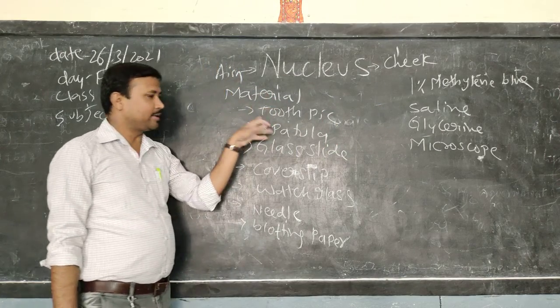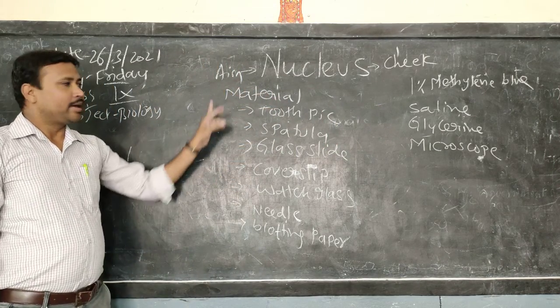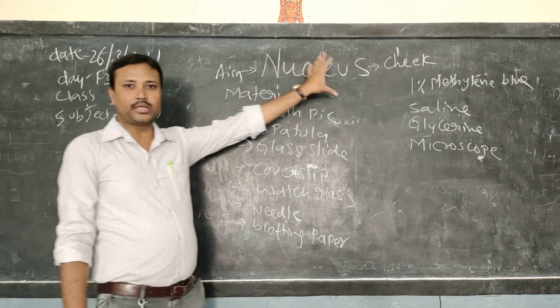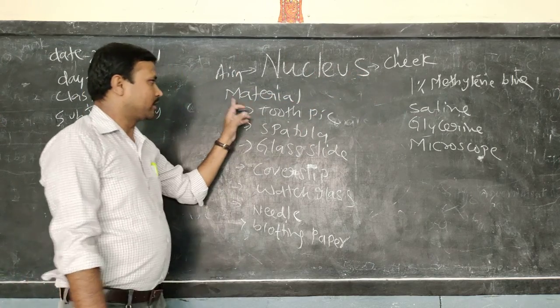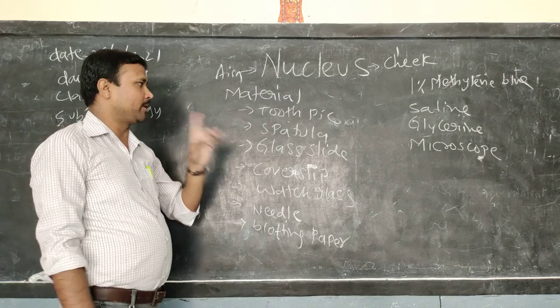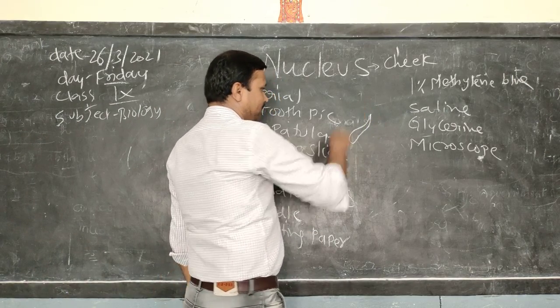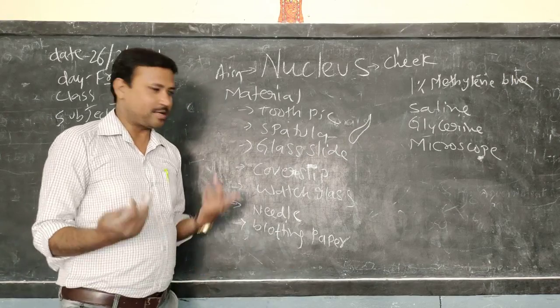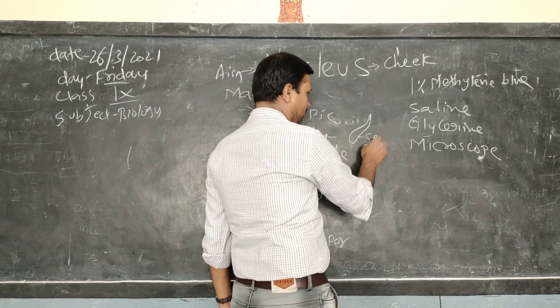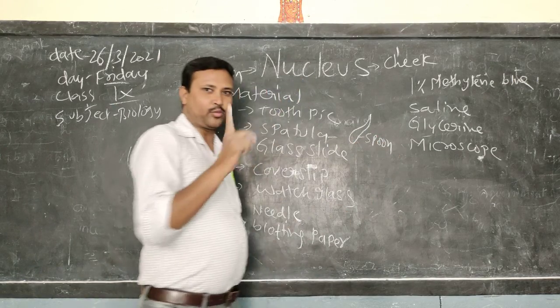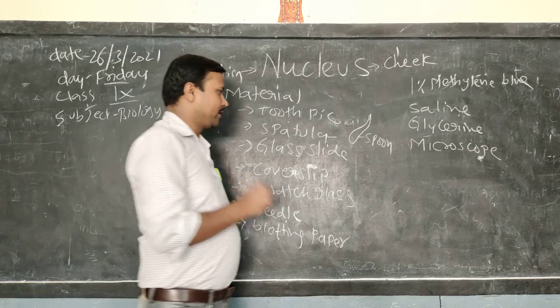Now, listen, what are the materials? These are the materials here. What is the aim? The aim is to observe the nucleus in the cheek cell. First one is the toothpick. We need a toothpick. Spatula, I am writing it for the rough diagram. That is such as a spoon. Spatula is the name, that is a spoon. One spoon is required.